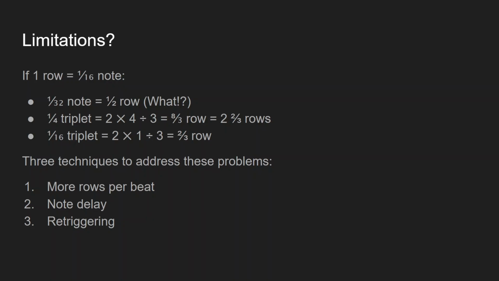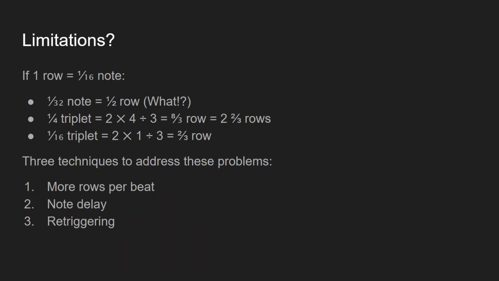So let's consider the limitations of this tracker paradigm. We said that by default, one row is going to equal a 16th note. Well, then how do we represent 32nd notes? Because that's like half a row. Can't really, the whole idea is that we put notes in these cells and lay them out in a spreadsheet format. So half a row doesn't really make sense. Something's kind of gone wrong there.